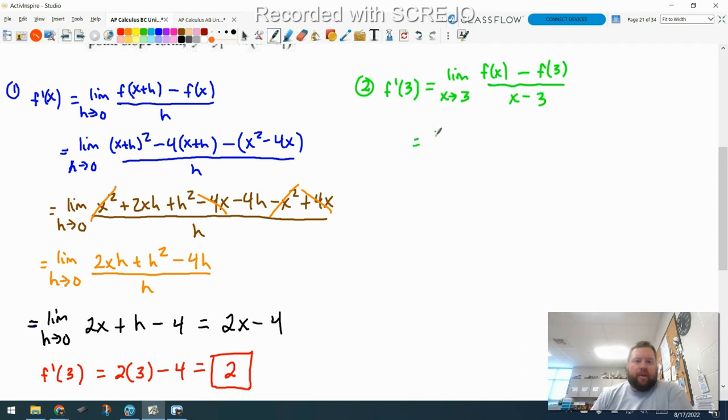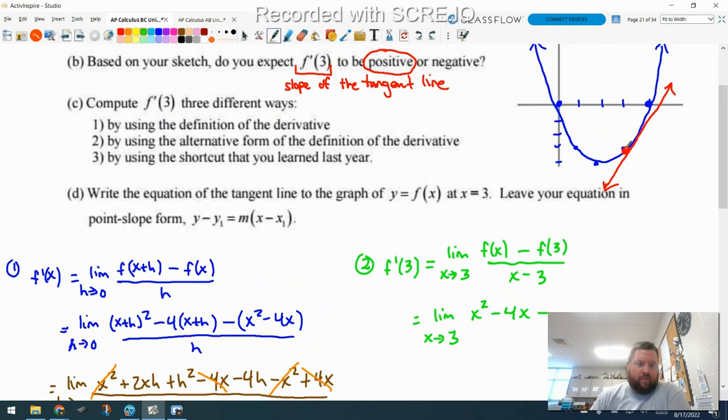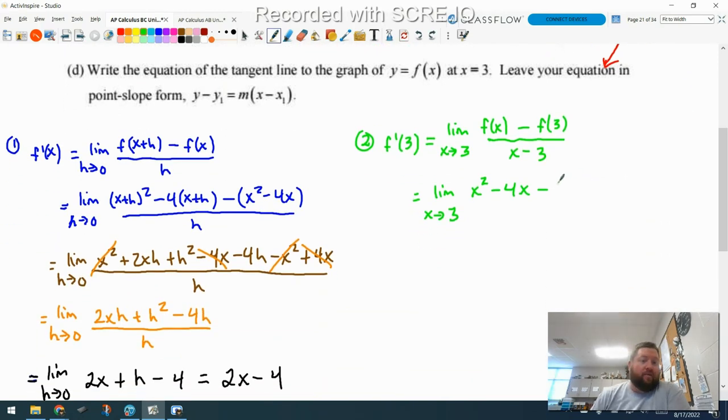All right, so now we're just going to plug in what we know. Limit as x approaches 3, f of x is x squared minus 4x minus f of 3. We actually already know that. F of 3 is negative 3. That's the y value there. And so it's minus negative 3 and over x minus 3.